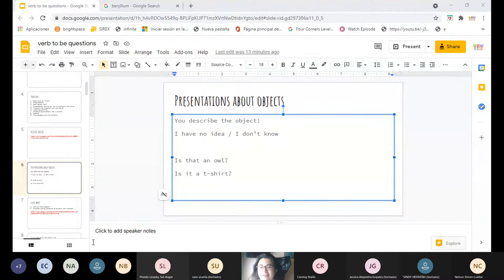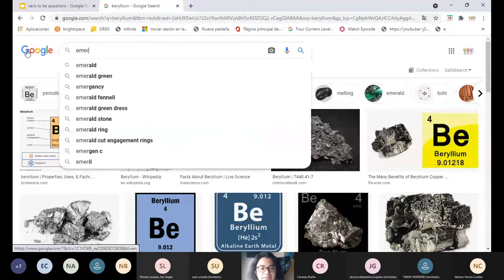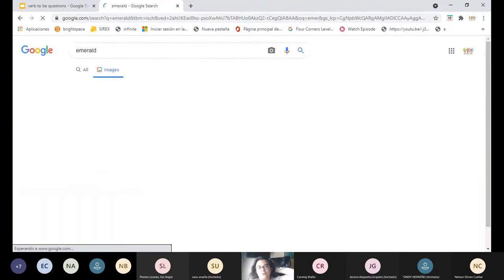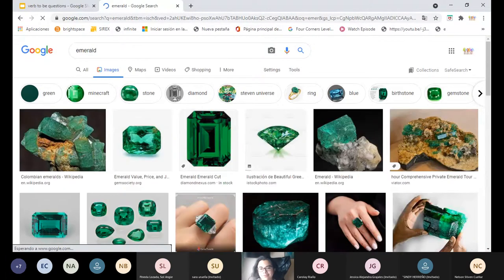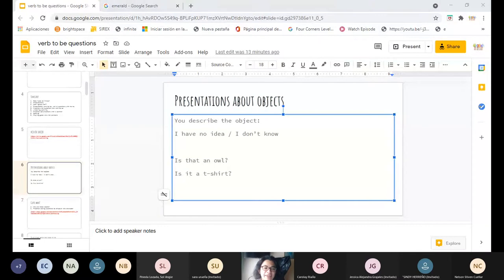What is it, Caroline? What's that object? Caroline Riaño, what is it? Is Esmeralda. An emerald, of course. Yes. All right. An emerald. That's made of beryllium. Okay, but remember, in English, we're going to say emerald. Of course, yes, it's made in Colombia. All right, very good, Caroline. Very difficult, but very good object.